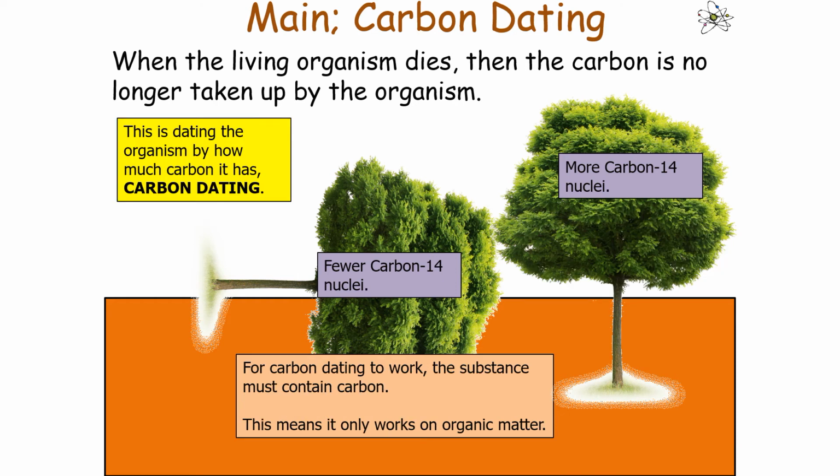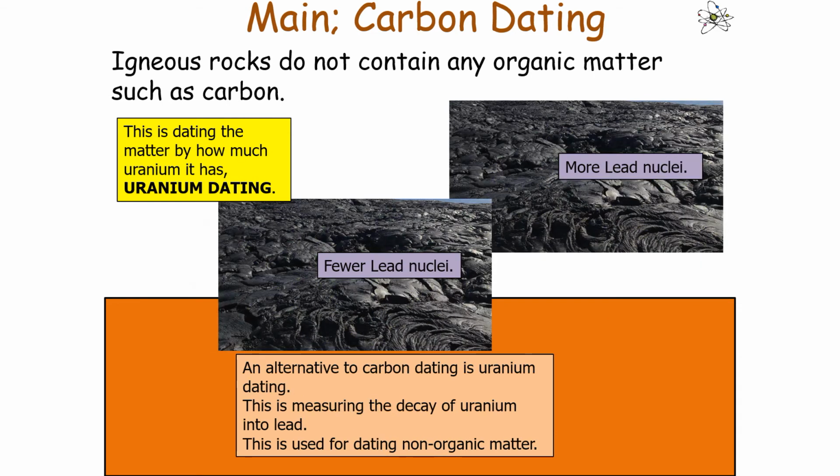Now, for carbon dating to work, the substance must contain carbon, so it only works on organic matter. Igneous rocks don't contain any organic matter such as carbon, so we've got to use something else instead of carbon. We use uranium, and we measure how quickly uranium decays.